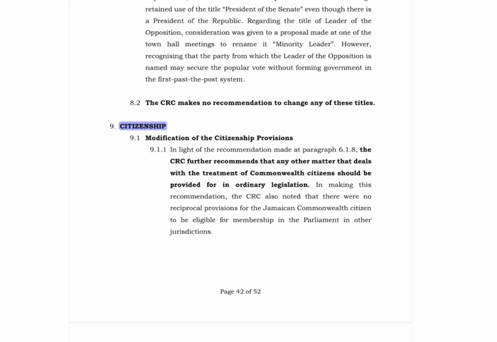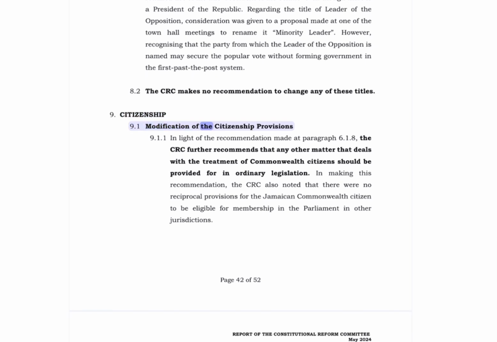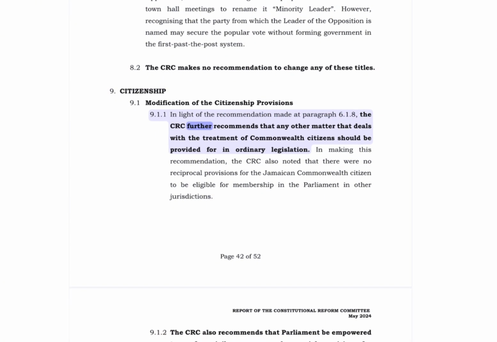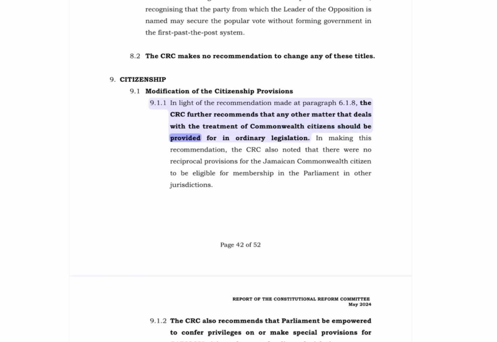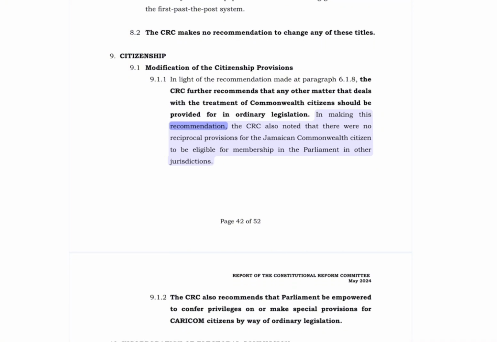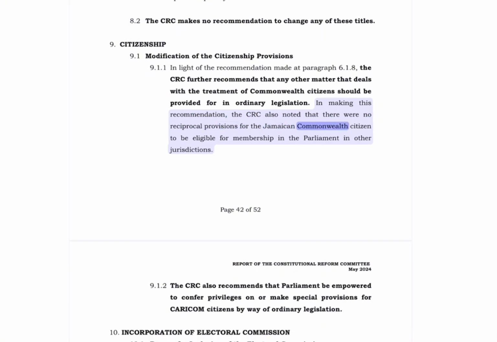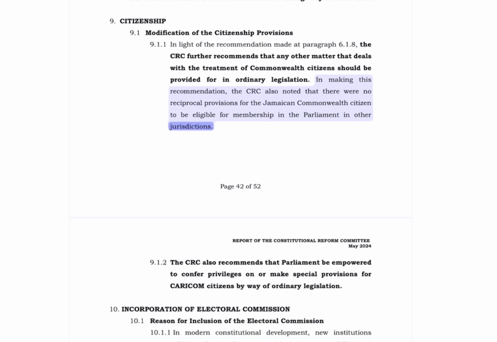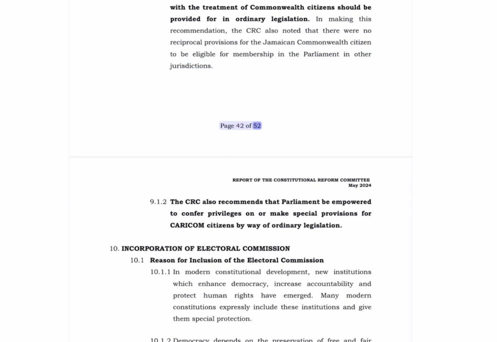9. Citizenship. 9.1 Modification of the citizenship provisions. 9.1.1 In light of the recommendation made at paragraph 6.1.8, the CRC further recommends that any other matter that deals with the treatment of Commonwealth citizens should be provided for in ordinary legislation. In making this recommendation, the CRC also noted that there were no reciprocal provisions for the Jamaican Commonwealth citizen to be eligible for membership in the Parliament and other jurisdictions. Page 42 of 52.